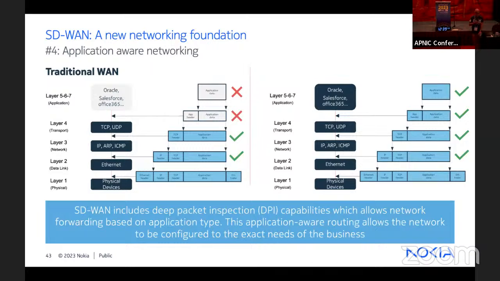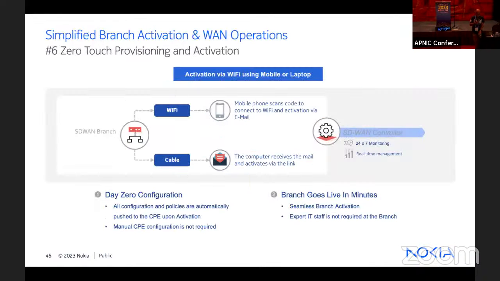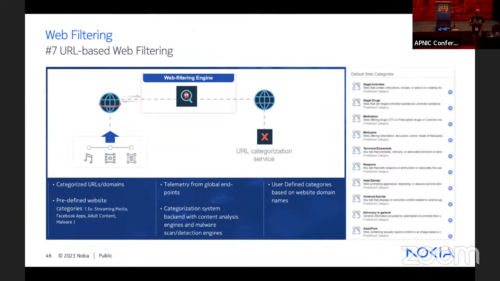We've got application-aware networking. In traditional WANs, you would not look beyond layer 4, whereas with the DPI capabilities that we have in a lot of these CPE devices, you're able to look at the application layer, look into the payload, and work out what sort of application it is. You're able to do things like URL-based web filtering as well with some of the applications on the CPE device itself. So it's a very powerful kind of capability.